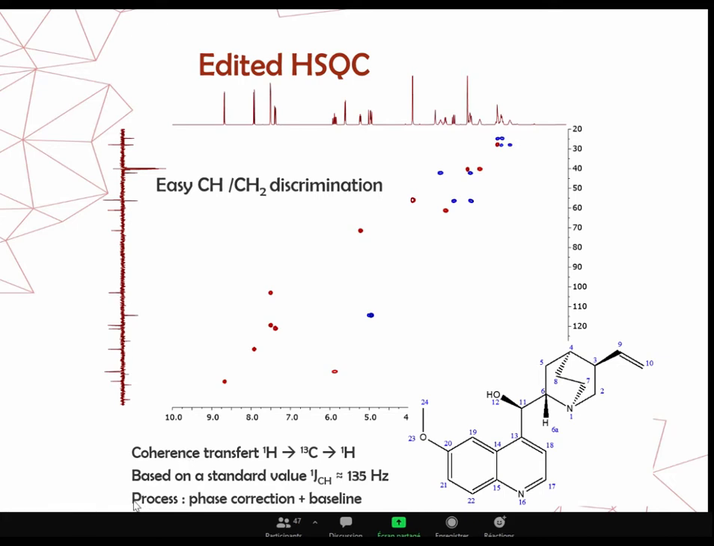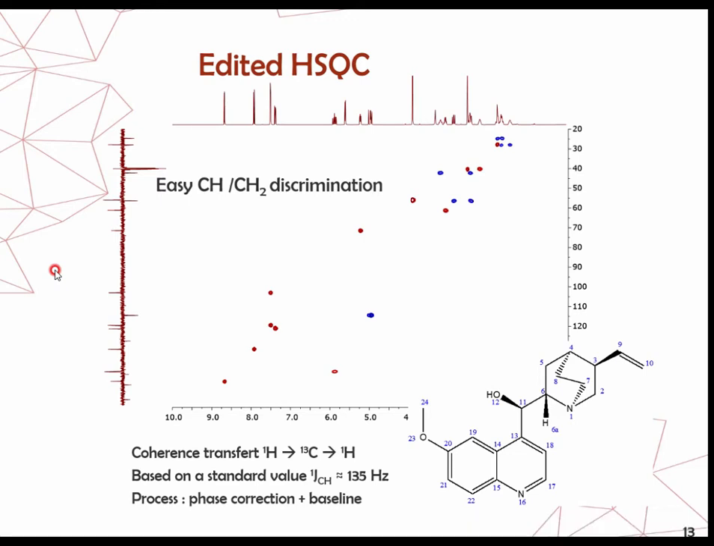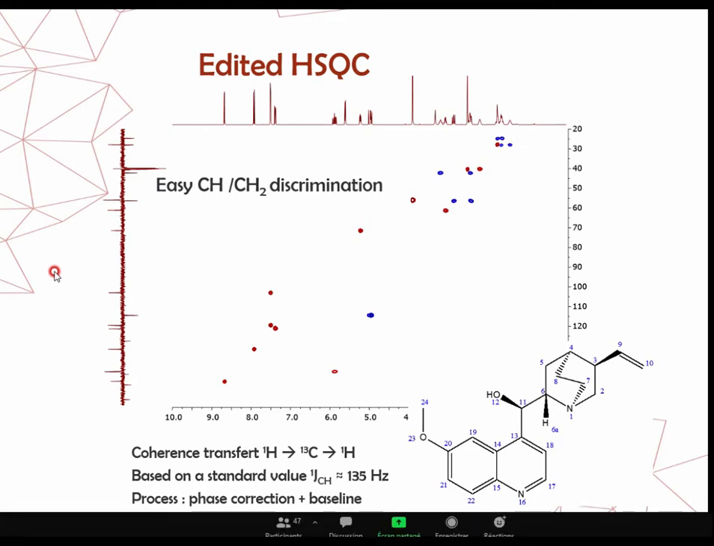A quick question, Elsa. Yes. So positive or negative, which corresponds to CH2 and which to CH and CH3? Since we observe 1J proton-carbon couplings, we don't have quaternary carbons here. And it's like the DEPT. The convention will be to have the CH2 negative, so blue here, and CH and CH3 positive.